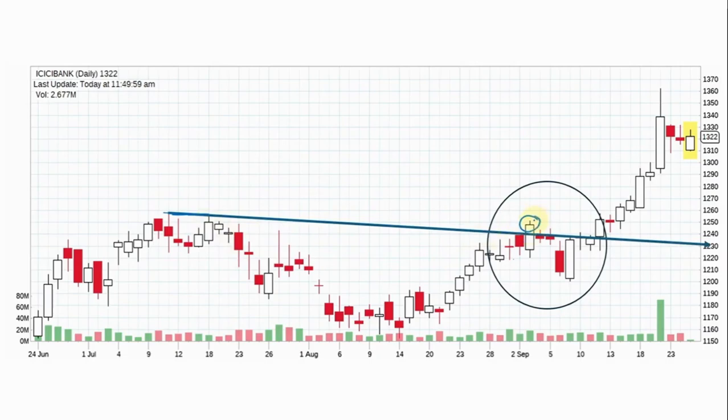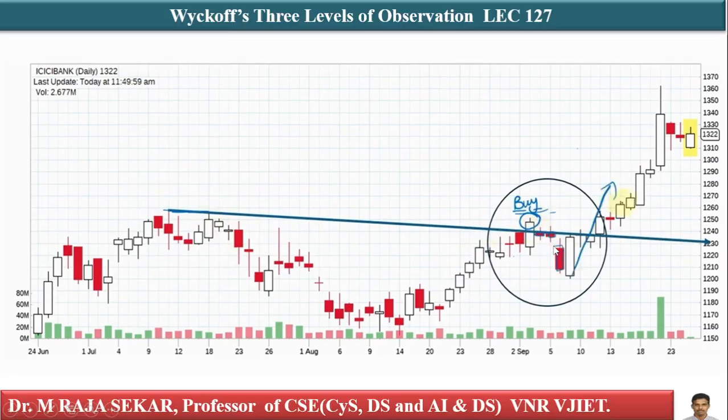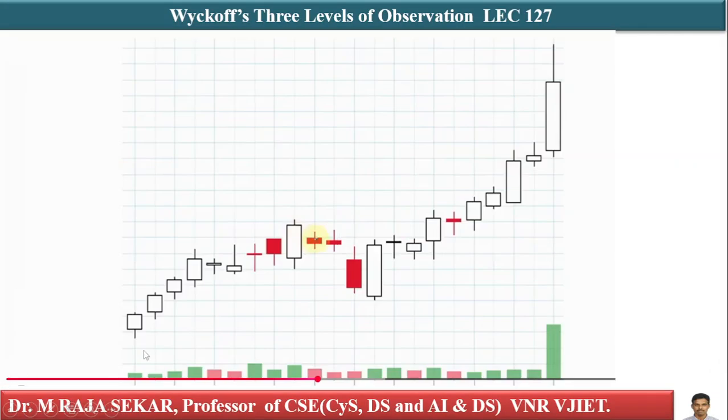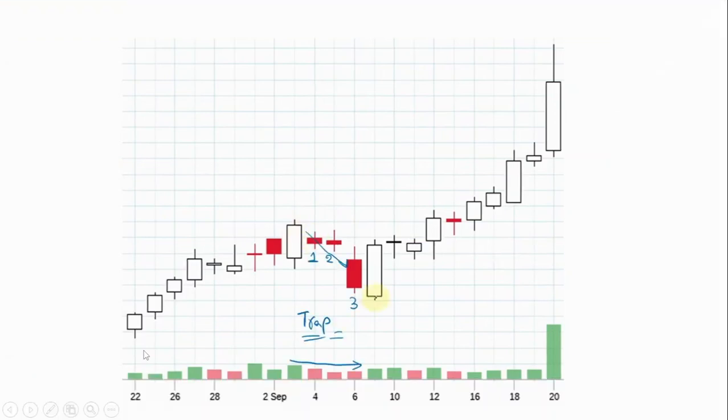In the same ICICI Bank chart, notice a big upper wick. Just see here, it's the upper wick and lower wick with high volume. This is actually day one. What's happening here? Same thing here. A trap is formed. Isn't it? Because as we discussed earlier, when the stock price is falling but volume is increasing, that's what is happening here. After this trap, the stock tends to rise again.